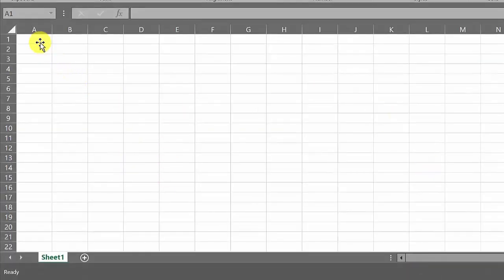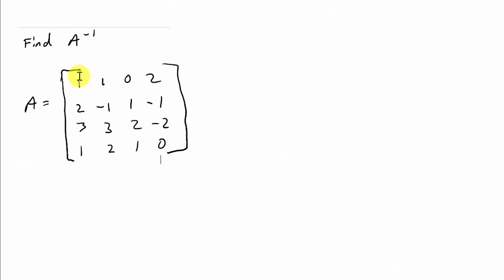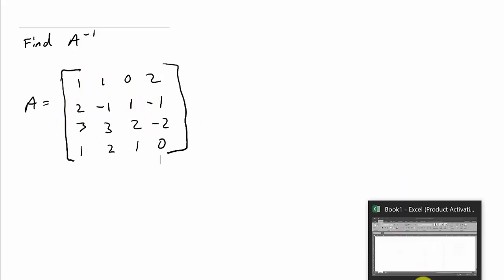All right, so let's pull up Excel, and what you have to do is enter this matrix in. You have to enter each number into its own cell. So let's do that. If you want to pause the video and write this down, you can write it down so you can see how we're typing it into Excel.